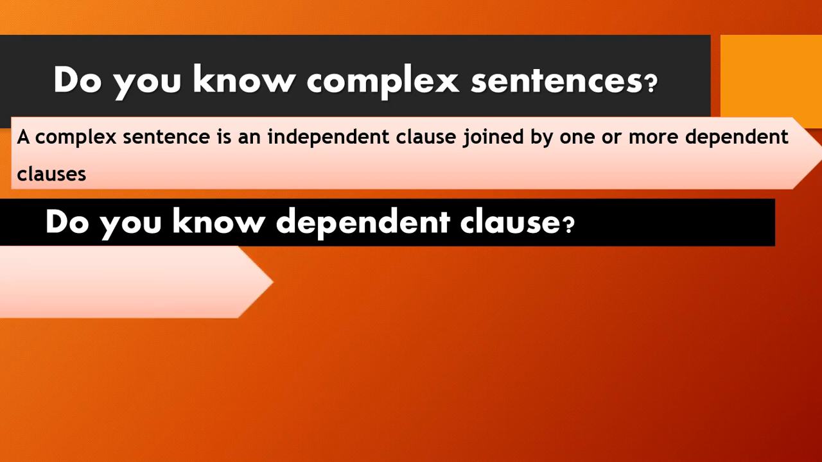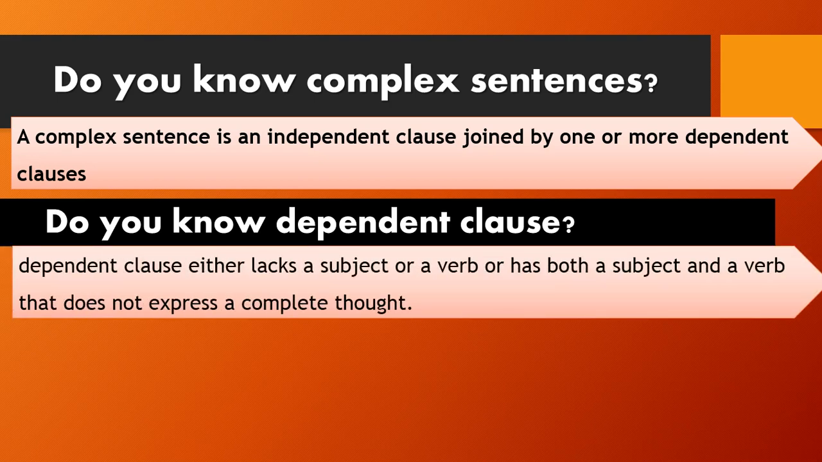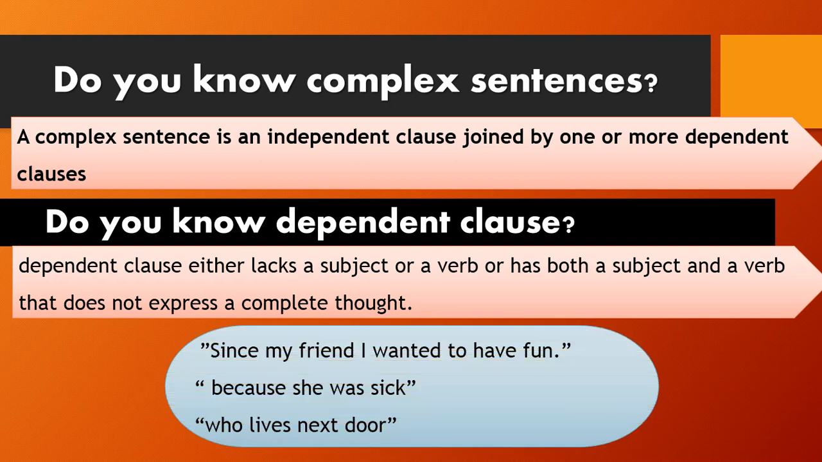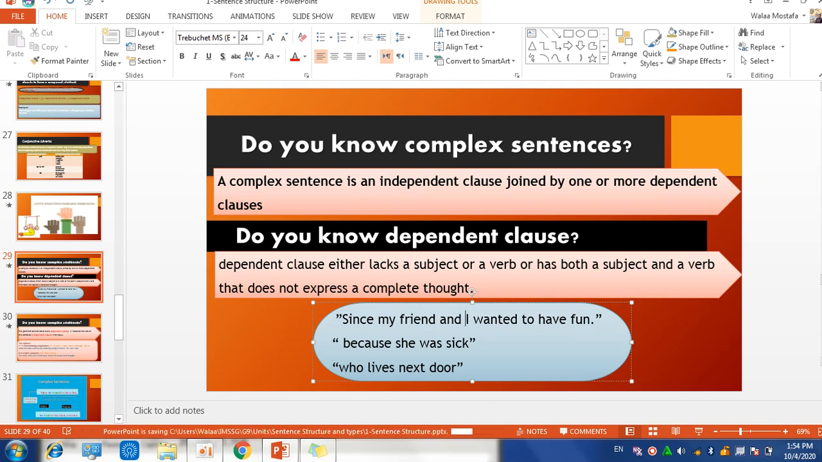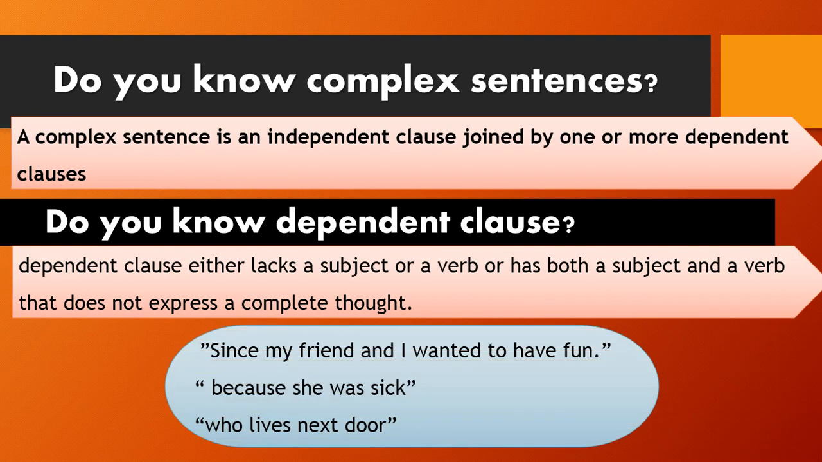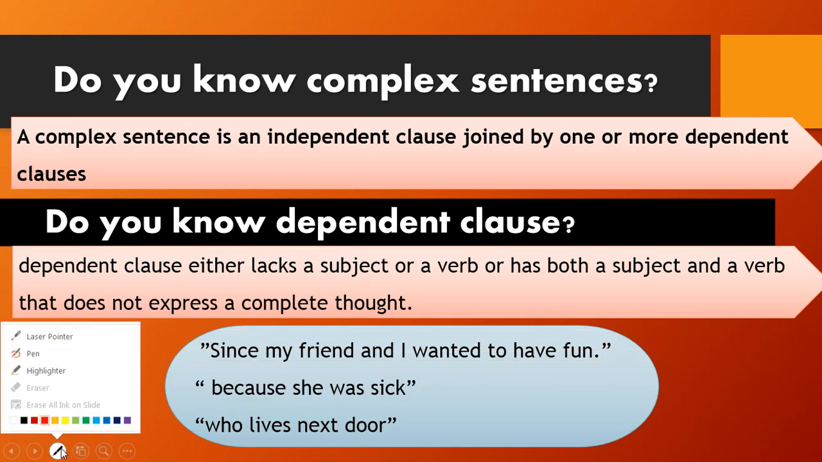Okay, what is a dependent clause? The dependent clause, maybe you find that it doesn't have a subject or a verb, or it could have both of them, but they are preceded by one of the conjunctions that cannot be eliminated, and when reading it all together, it doesn't express a complete thought. Look at those examples. Since my friend and I wanted to have fun, and we stop here.